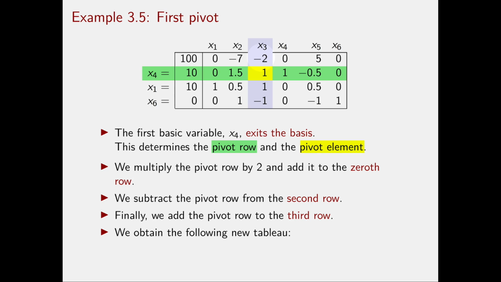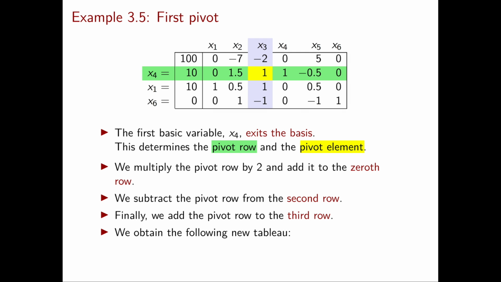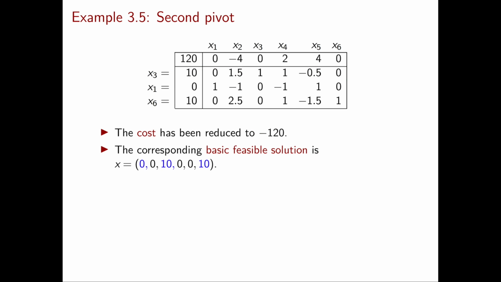Now we have all the information that we need to construct the new tableau. We need to transform the pivot column into the column that has all zeros except in the pivot element where we should obtain a 1. To get rid of this -2, we need to multiply the pivot row by 2 and add it to the 0th row. To get rid of this 1, we just need to subtract the pivot row from this row, which is the second row. To get rid of this -1, we only need to add the pivot row to the third row. Finally, we don't need to do anything in the pivot row because we already have a 1.